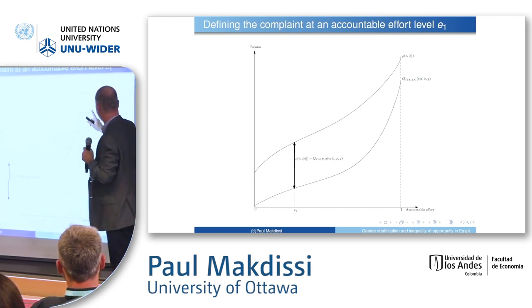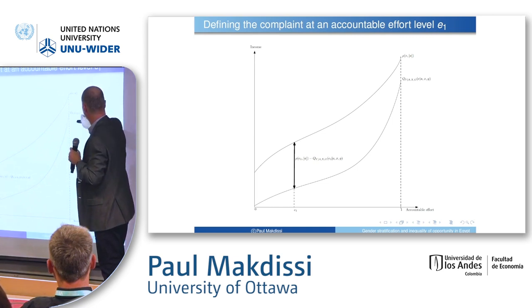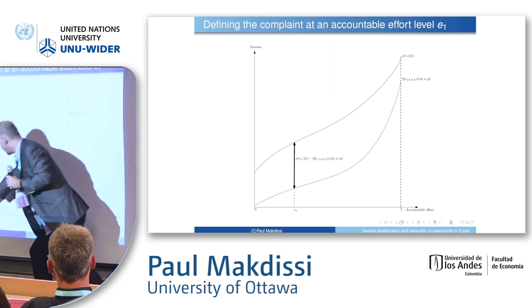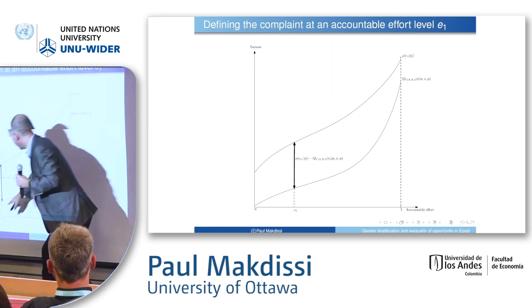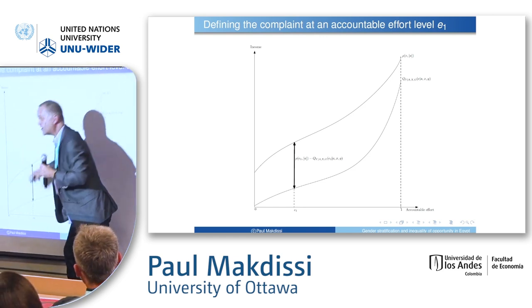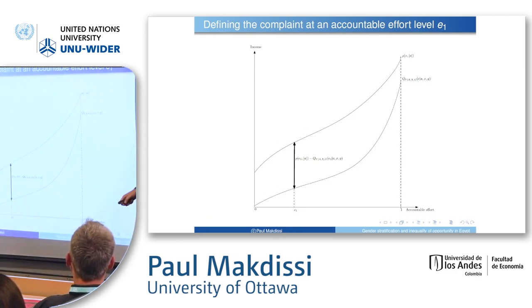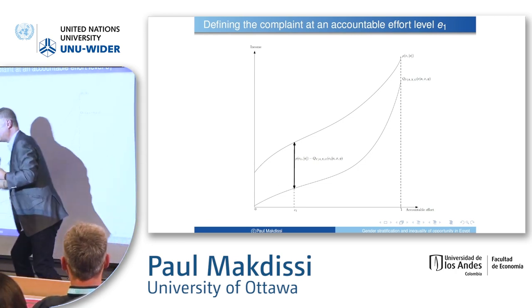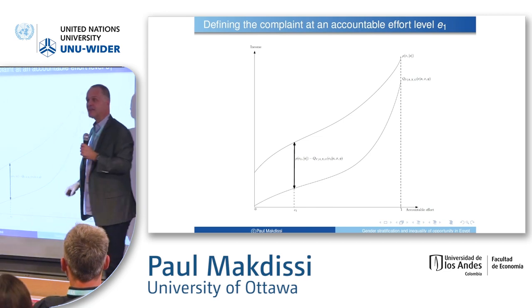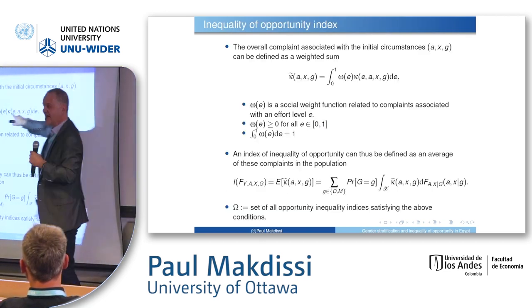So for an observation, if you have initial circumstances A, X, and G that are of a particular value, and this is the quantile function, then at E1 here, the distance between your quantile function and this upper envelope is your complaint. We transform this in relative terms, and of course, we aggregate over all possible levels of effort. We assume a weighted average.